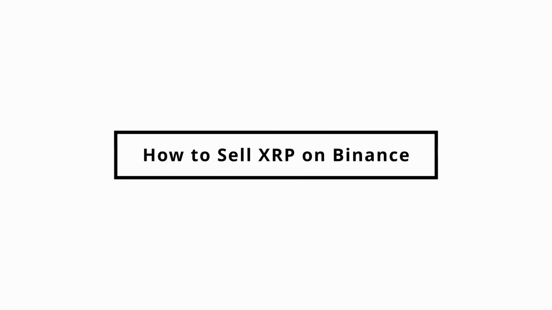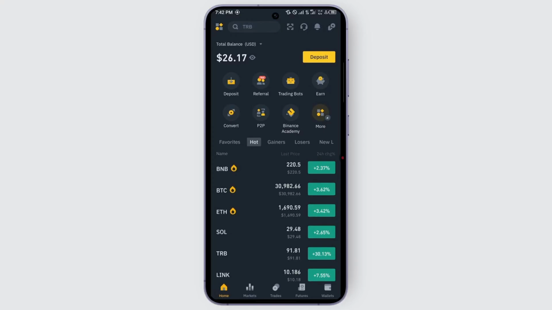How to sell XRP on Binance. If you'd like to sell XRP on Binance, you may follow these steps in order to do so. Head over and open up the Binance application or website and sign in to your account first.